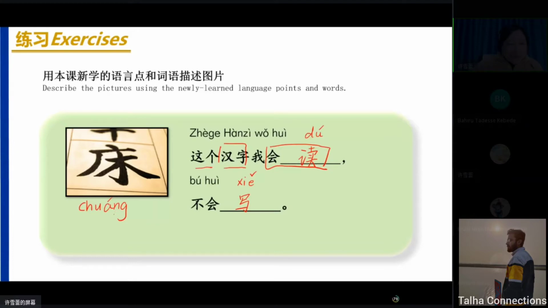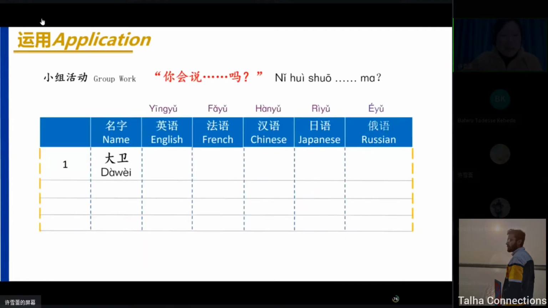床 means bed. In which we can sleep, right? At night, we sleep in a bed. 床, 好, 这个字是床, bed. 好, 这个汉字我会读, 床, 不会写. But now you can try writing it, quite simple. Yeah, that's 床, bed. Very good.